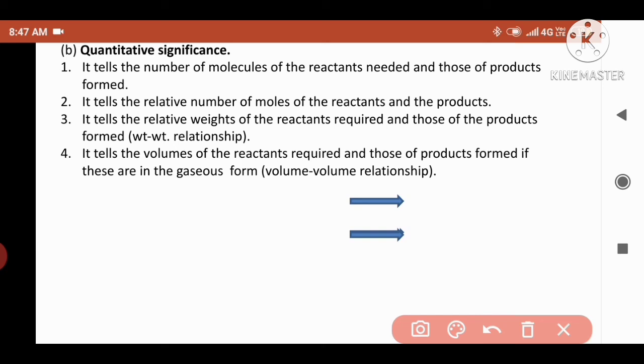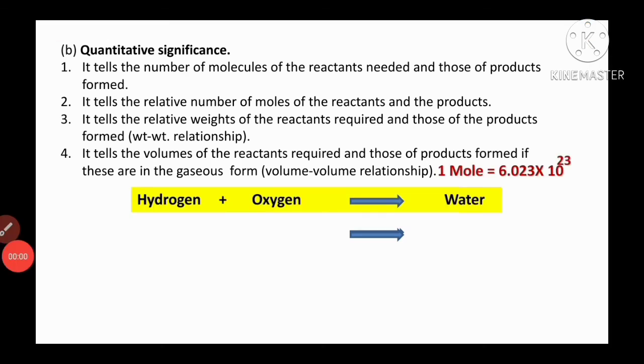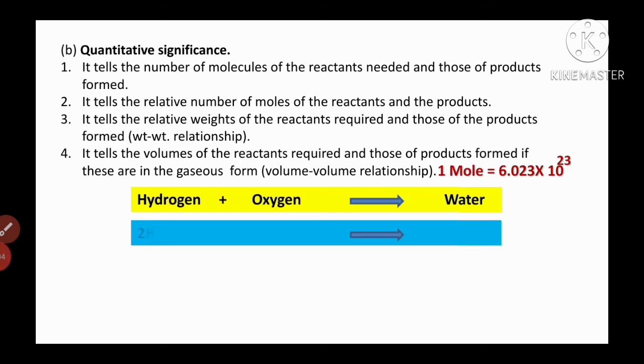Let us take an example. Hydrogen reacts with oxygen to produce water. Now H2 plus O2 gives H2O. That is the skeletal equation. Now the balanced equation is 2H2 plus O2 gives 2H2O. Now this is the balanced equation.